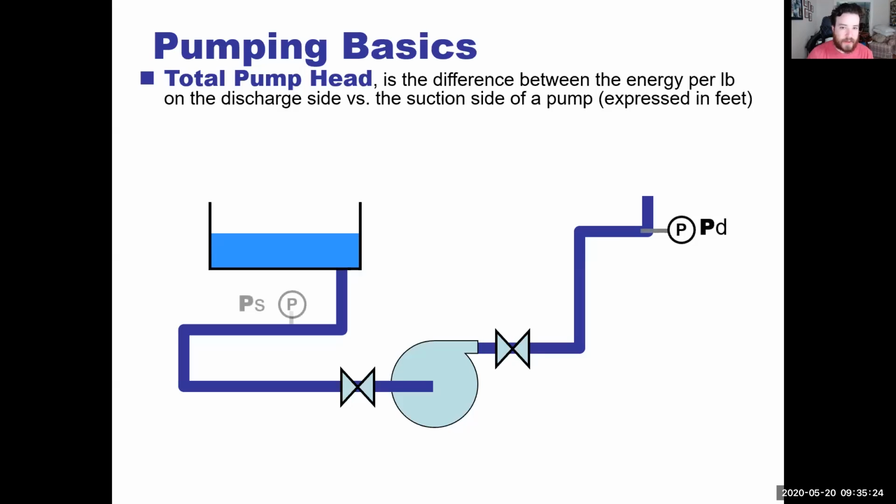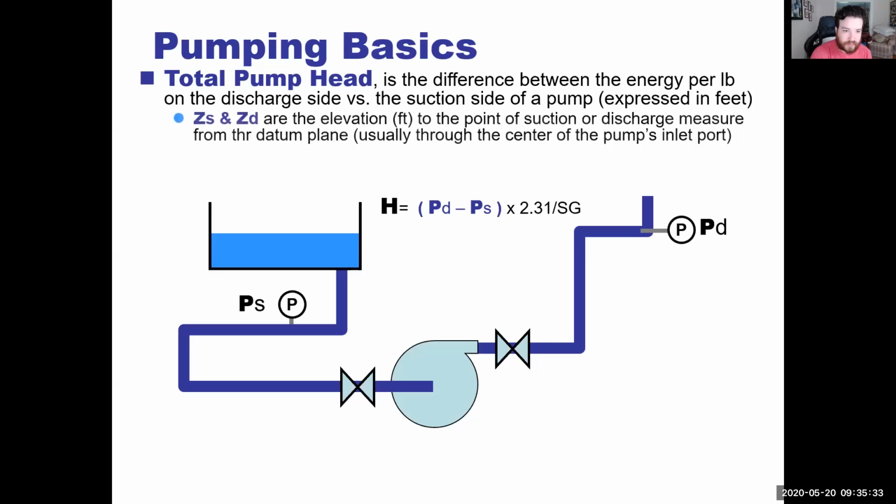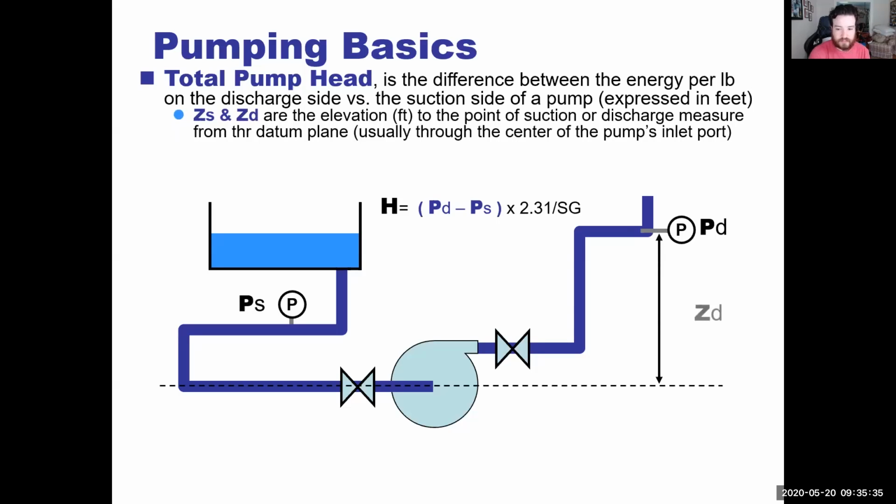So now we have total pumping head. It's the difference between the energy per pound on the discharge side versus the suction side of the pump, and it's expressed in feet. It's going to go through the actual suction of the pump, like we talked about in the spring semester. This is the suction of a centrifugal pump. This is the discharge.